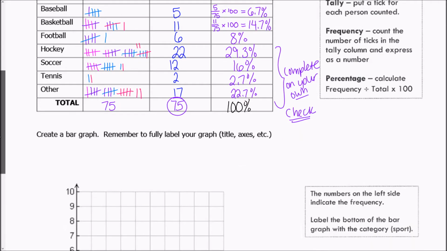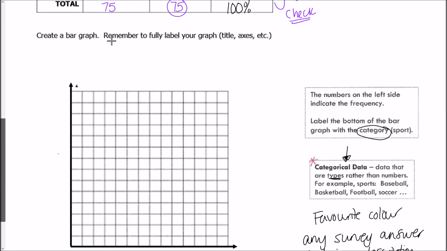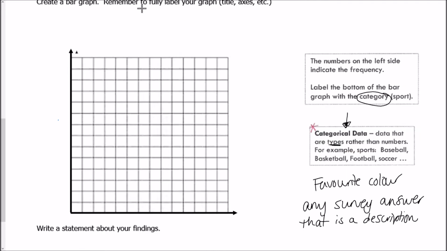Okay? So now we need to create a bar graph. So now we're going to create a bar graph, and it says to remember to fully label your graph with the title, axes, etc. So the first thing we're going to do is talk about what this bar graph is about, and it's about a favorite sports survey. And you're going to take the sheet of graph paper that I gave you guys, and you're going to paste it on top of the one that you originally had, because this will fit a little bit better for us.